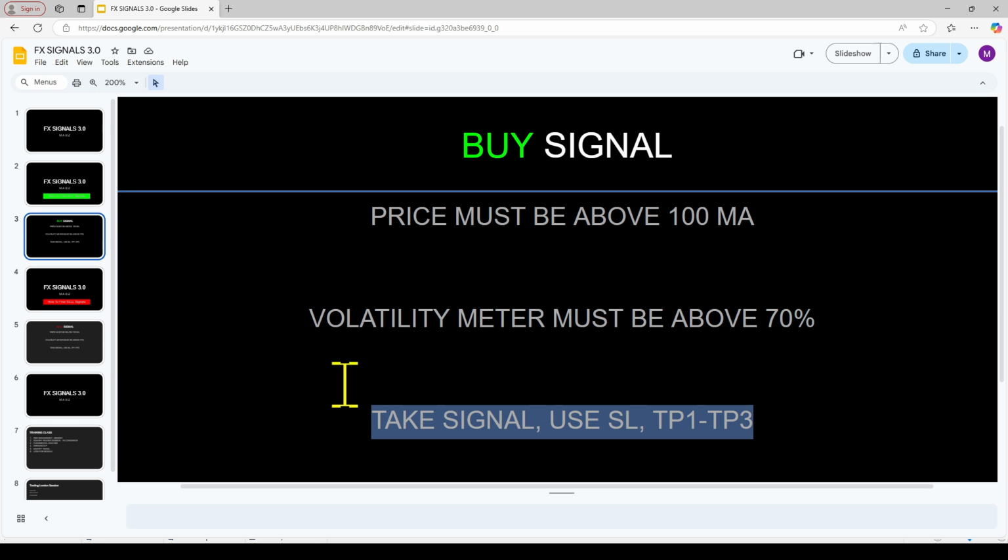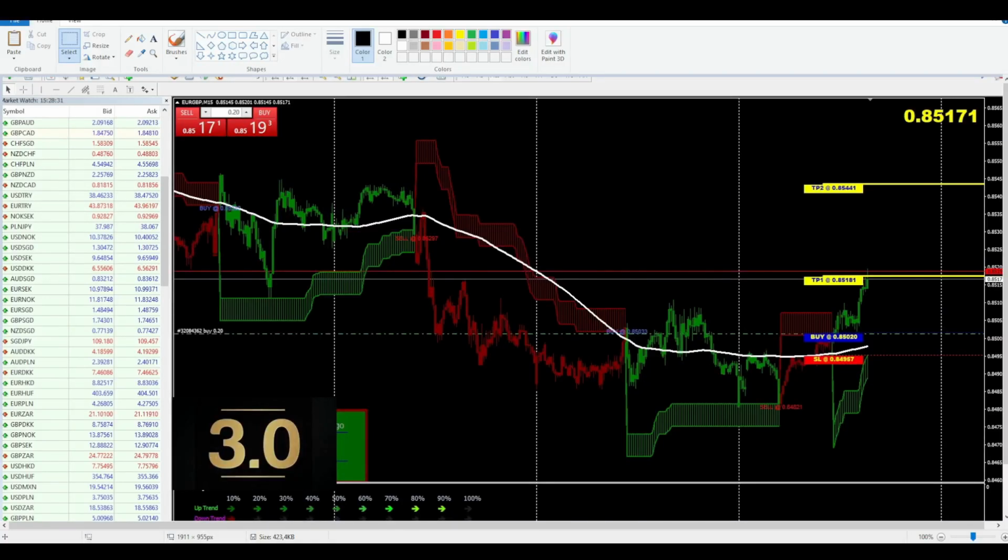Let's have a look at some of the charts so that we can understand in visual form exactly what we need to do. Okay guys, here's the first chart that we're going to look at. This is an example on the Euro GBP on the 15-minute chart.